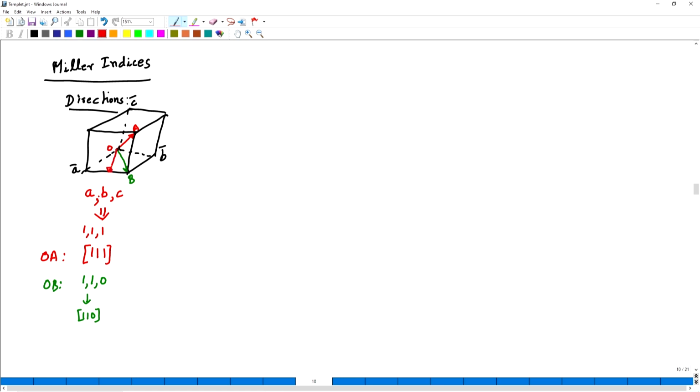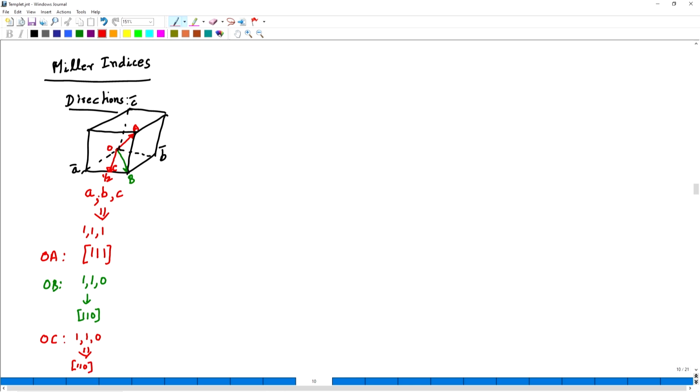Let us take yet another example, where this particular vector intersects the edge halfway in the middle. I will just write half there to show that this vector is intersecting the edge at the middle point of the edge. So, what are the 3 components for, let me call this, OC? For OC, I have 1 along A, 1 along B, and 0 along C. Hence, the Miller indices become 1, 1, 0 again, enclosed in square brackets.